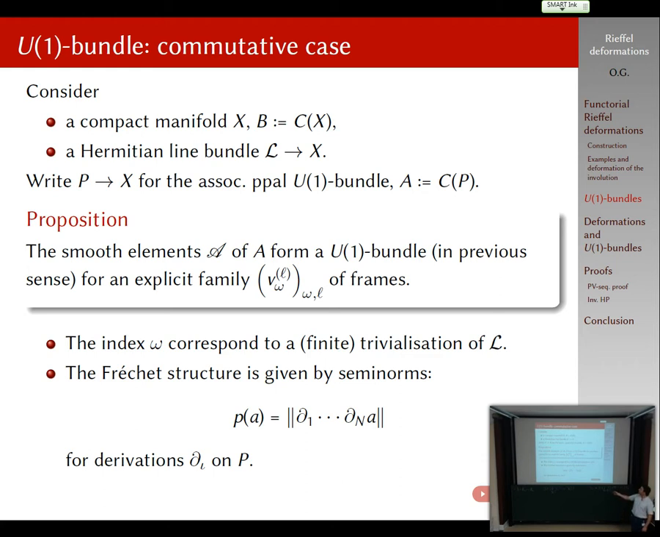And then you can also look at the Fréchet structure on the smooth elements of the C-star algebra. It's given by these seminorms. Then it's a computation, which is not so simple and I can discuss afterwards, to prove that indeed you have polynomial growth in these bundles.